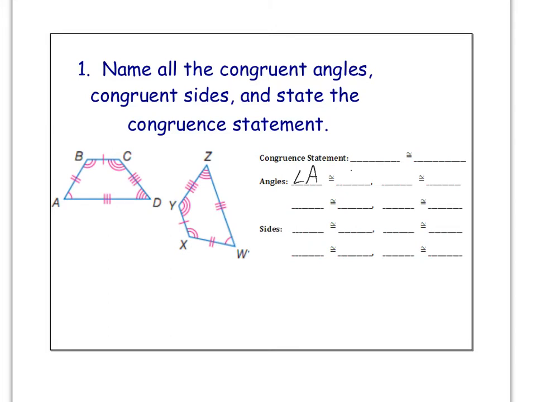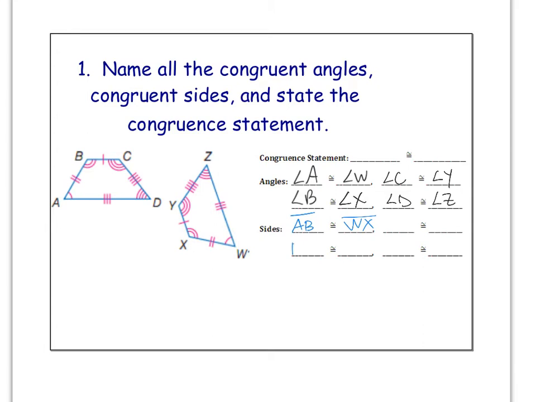So angle A matches with W, angle B matches with X, angle C matches with Y, and angle D matches with Z. So those are the angles that match up. Next, we're going to do the sides. So side AB, remember you have to put that segment bar above it. So side AB matches with WX, and it has to be in that order because A has a single mark, B has a double mark. So on the other one, we go WX because W has a single mark, X has a double mark. So it goes in order.